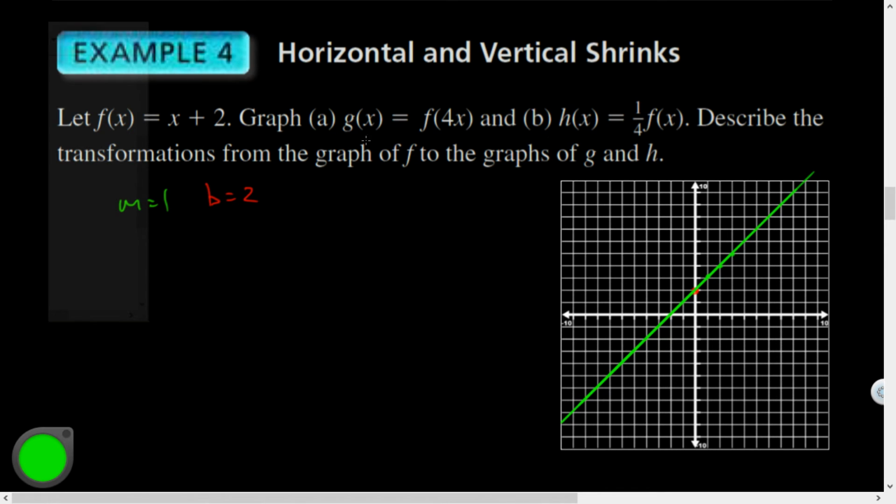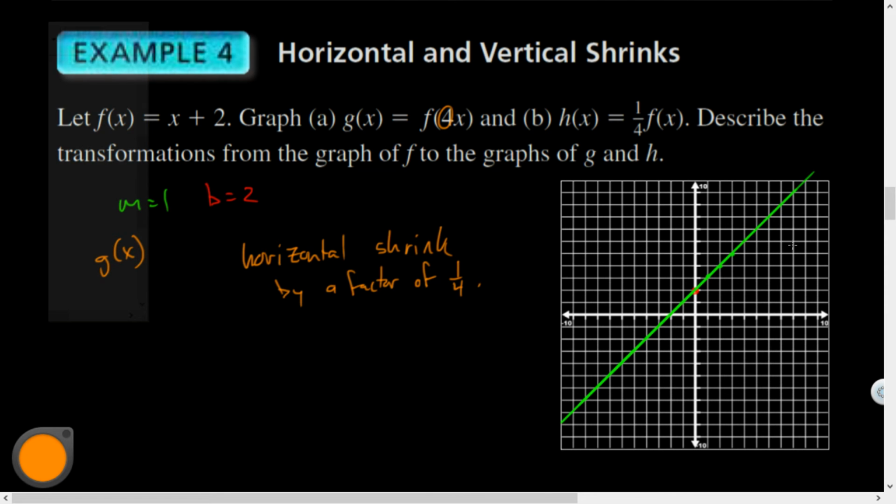All right, let's graph g of x. Let's see, the inside is being multiplied by 4. It's horizontal because it's affecting the x. Multiplying the x by a number bigger than 1 is not a stretch, it's a shrink. And it's by a factor of 1 over that number, okay? So of 1/4. That means it's going to be a quarter of the width that it originally was.